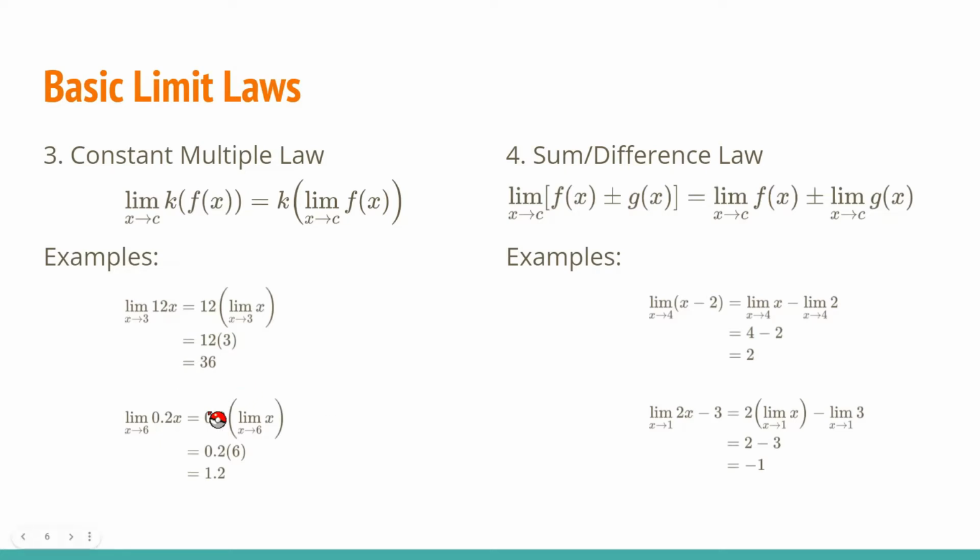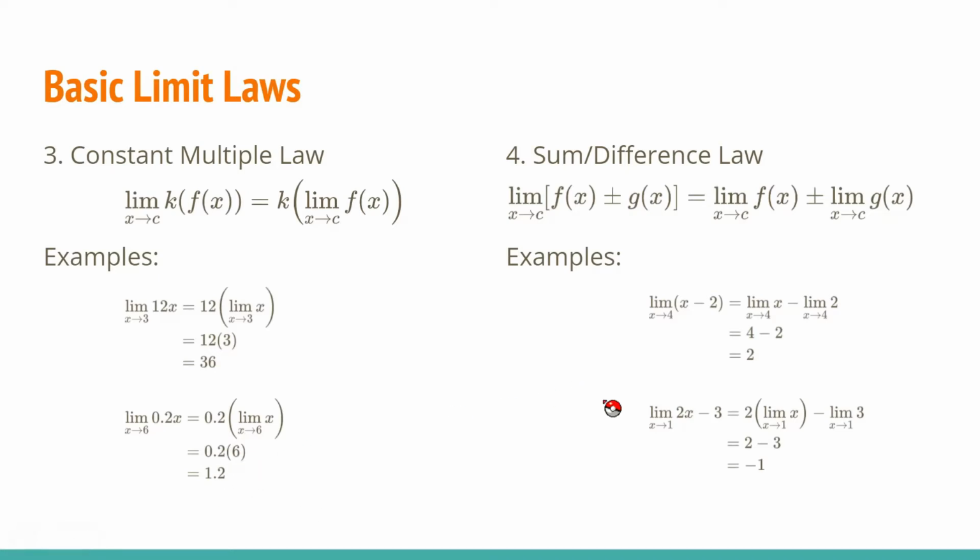Next, the limit of 0.2x as x approaches 6. So again, we move 0.2, find the limit of x as x approaches 6, and then eventually we will get 1.2.